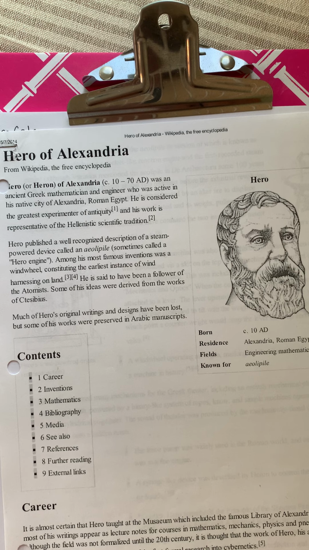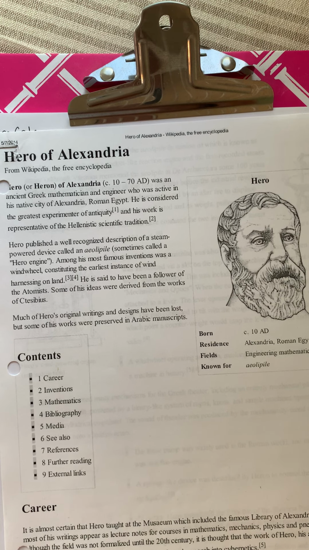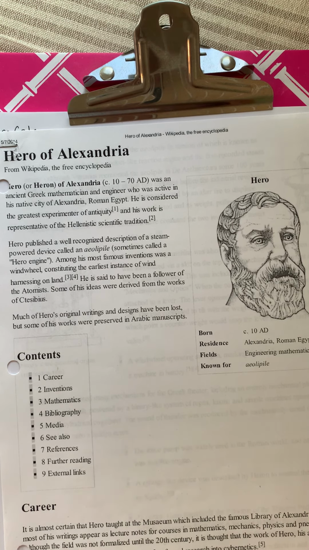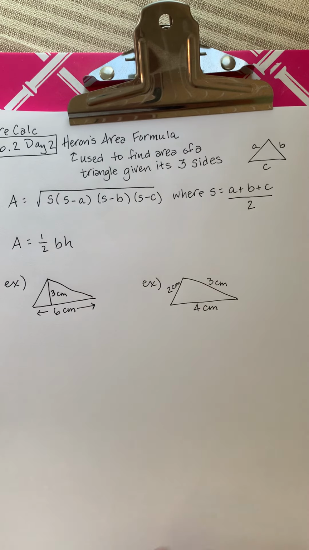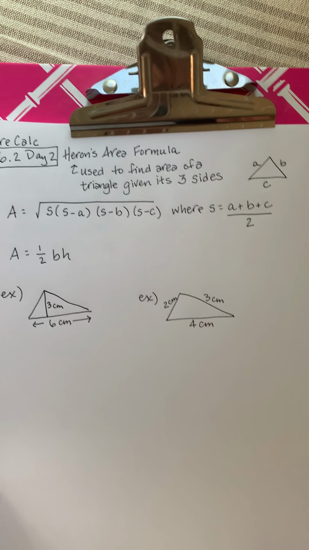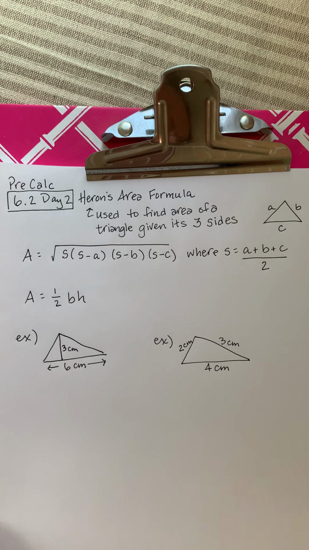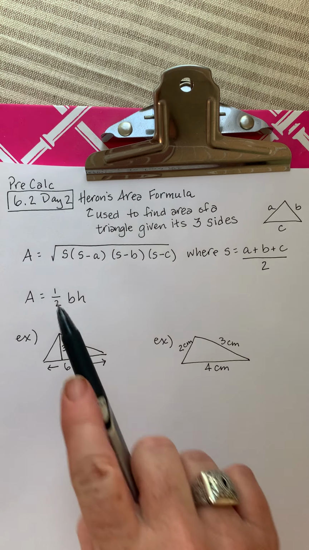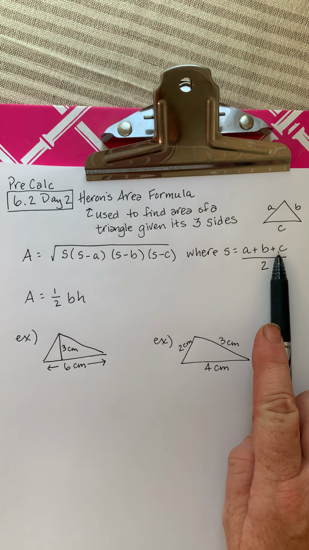Okay, he also was the first instance of wind powering with his wind wheel that he came up with. And he also made a force pump, which was used in a fire engine. Okay, so he was a very interesting guy. But what we're interested in about him was his formula for finding the area of a triangle if you know all three sides. Okay, so here is the formula that we're going to use today.